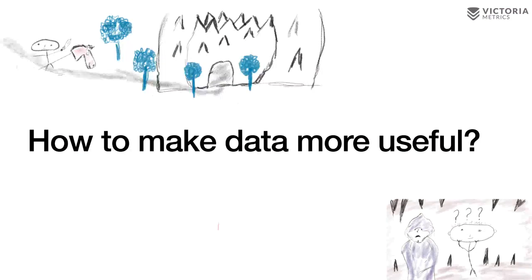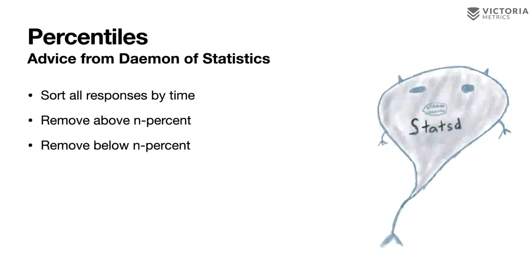And the warlock started to pronounce an ancient spell in the language of JavaScript, and he summoned the demon of statistics called StatsD. I mean, because it's a statistics demon, that was his name.